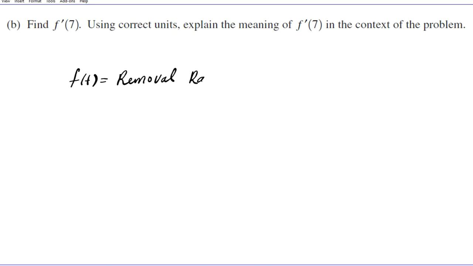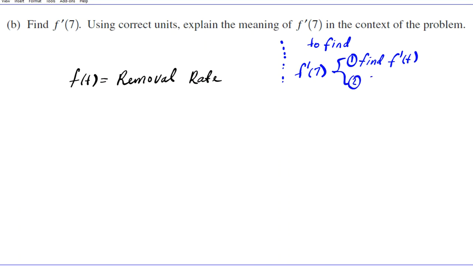Okay? Now, if we want to find f prime of 7, there are 2 steps to this. Let's address this on the side right here. To find f prime of 7, you have to execute 2 steps. The first step involves finding the derivative. You need to find f prime of t. And then after you're done finding f prime of t, you then have to evaluate the derivative at the specified time value, which is 7. Okay? Alright, so what is f prime of t?